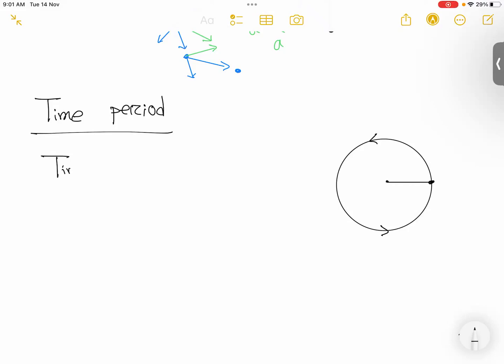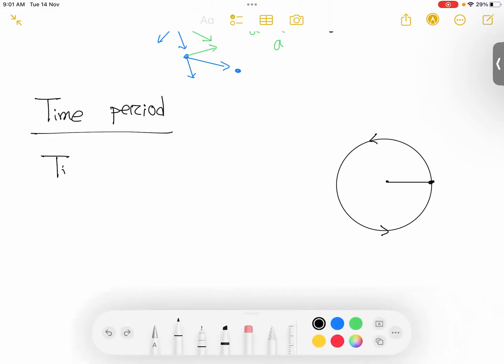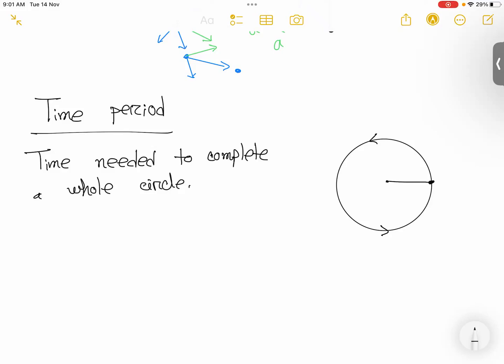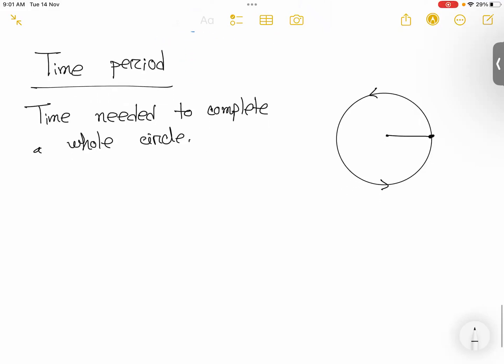So it basically denotes the time needed to complete a whole circle. সার্কেলে পুরো সার্কেলটা একবার করে আসতে যে টাইম লাগে, that's the time period. It is denoted by T, capital T.